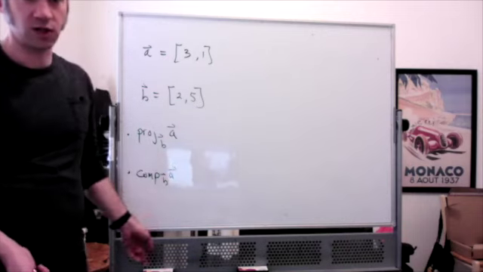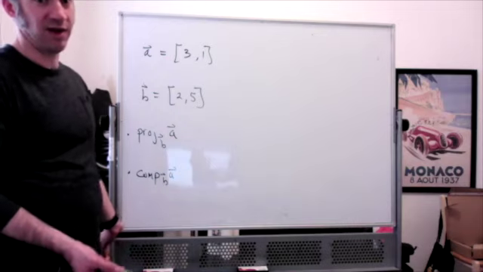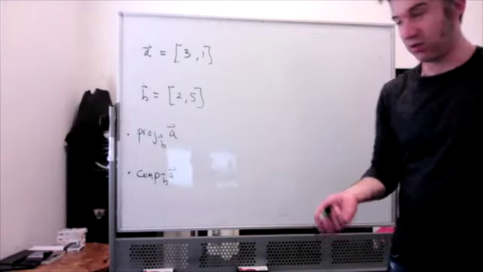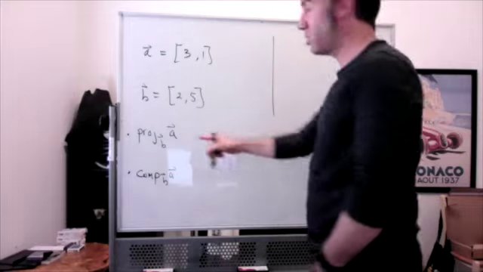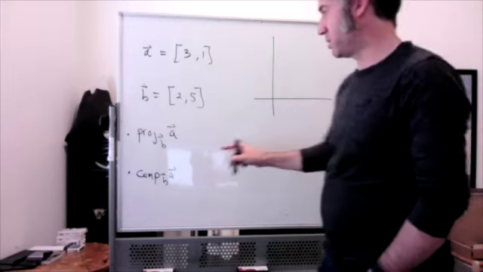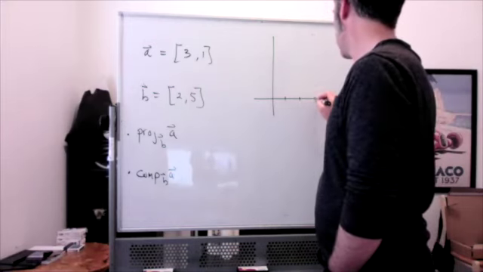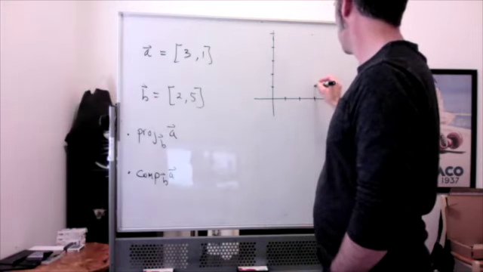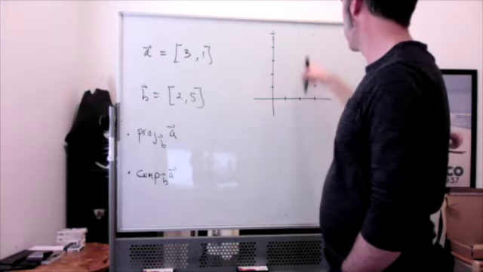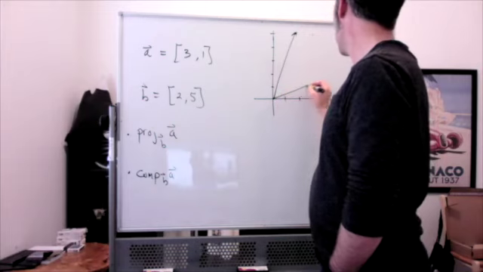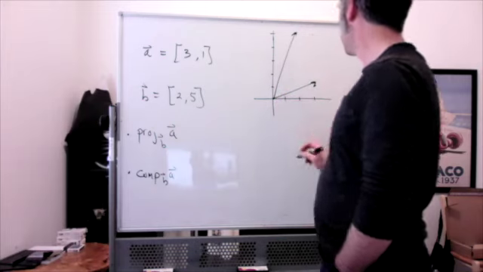The component part is just the length, right? How much of A is in the direction of B. These things aren't hard to find, but I find it really helpful to draw a picture. You could totally memorize these formulas. I don't know if I would. So A is 3, 1, and B is 2, 5. So here's B. Here's A.